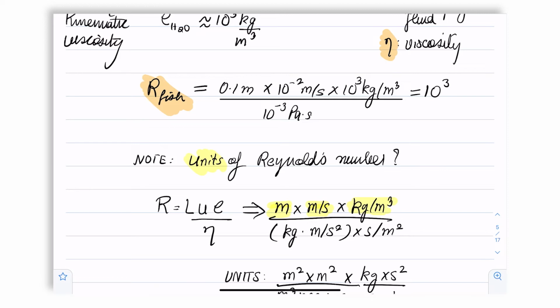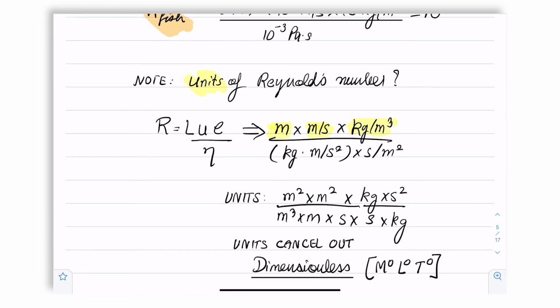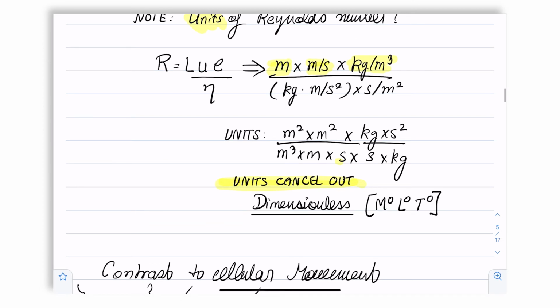So all of that put together becomes kg meters per second square in the numerator multiplied by second divided by meter square. All this, when we write it all out, comes to meter square into kg into second square upon meter cube into meter into second into kg, and all units cancel out. What does this mean? This means that the Reynolds number is dimensionless and therefore also unitless.